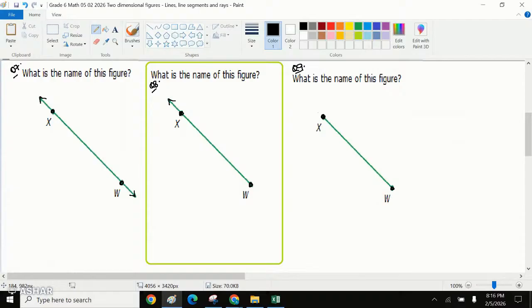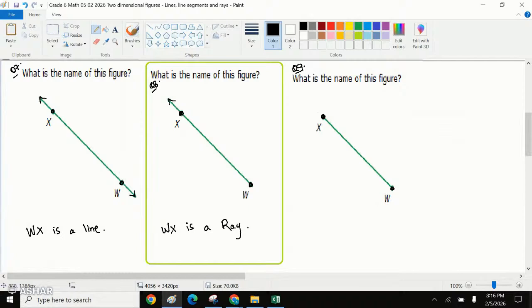Question 7. WX is a line because it does not have bounds. Okay. Then question number 8. We say it has a starting point W, but it does not have an ending point. So in question number 8, WX is a, yes, it is a ray.